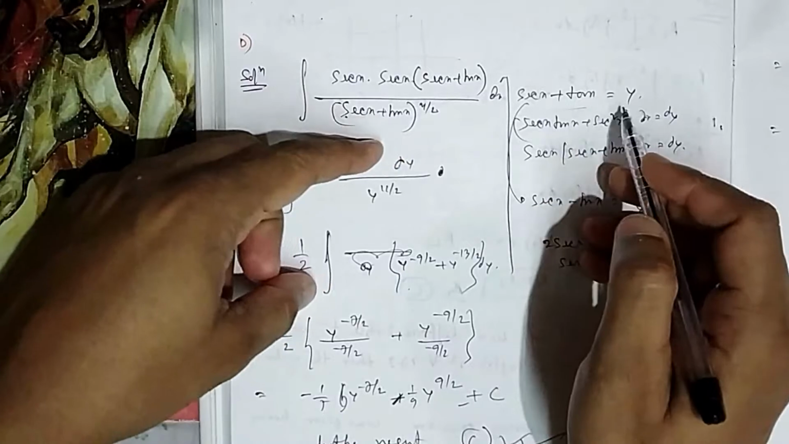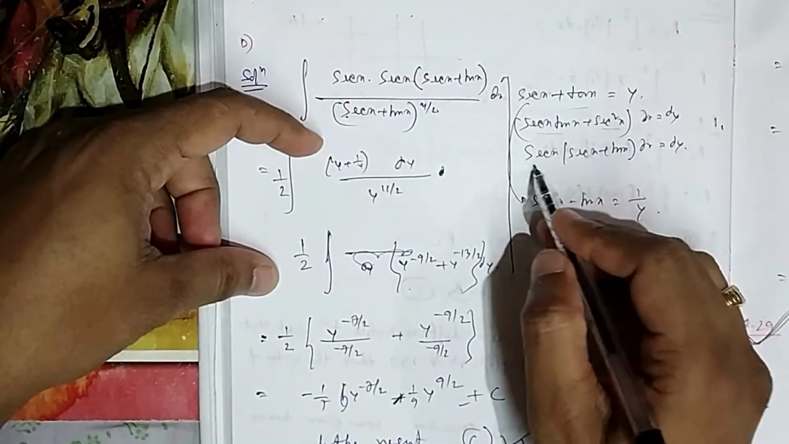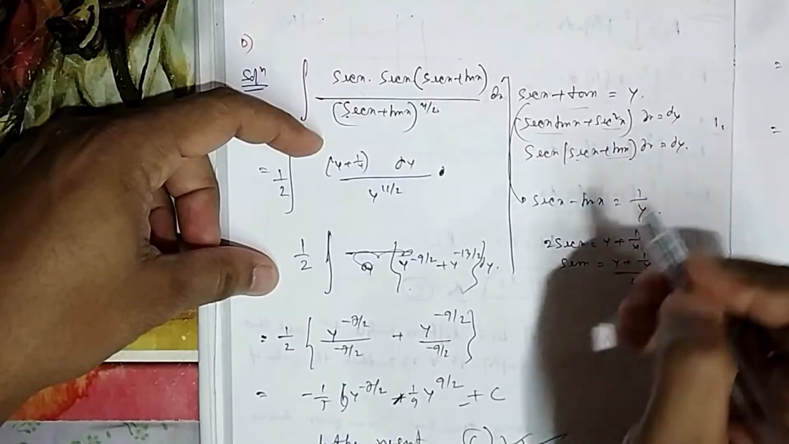Suppose I take sec x plus tan x equal to y. So the derivative of sec x is sec x tan x, and of tan x is sec square x dx, equal to dy. If you take sec x common, sec x into (tan x plus sec x) dx is equal to dy.